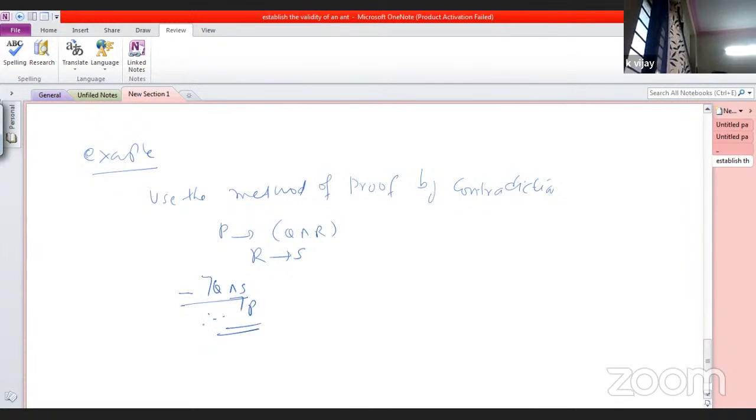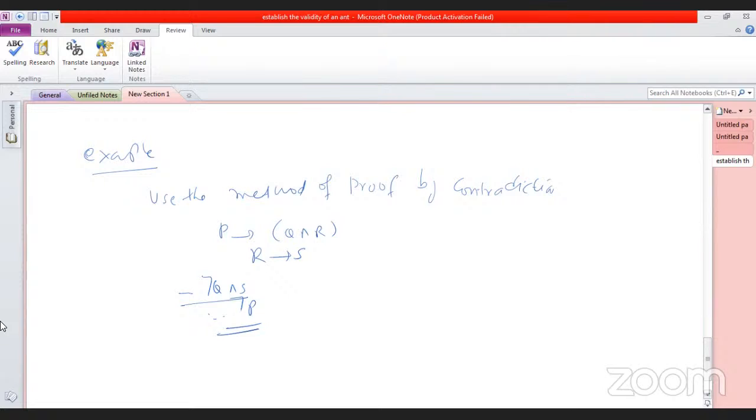But the solution I told earlier: we have to write here negation of P. So therefore we can take the solution here.